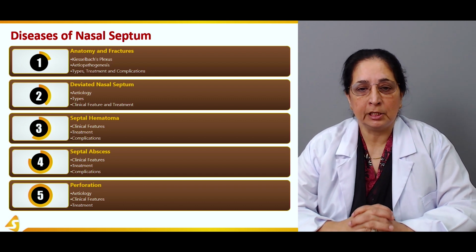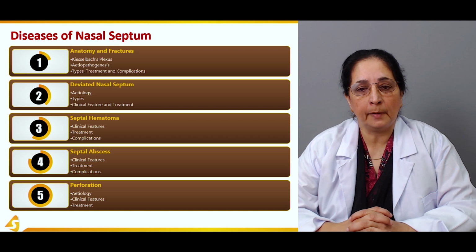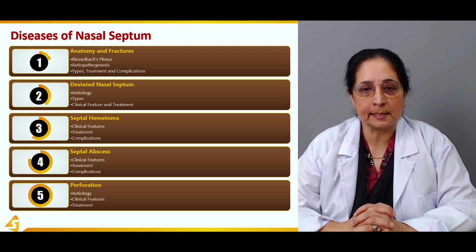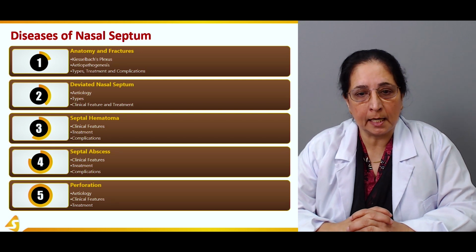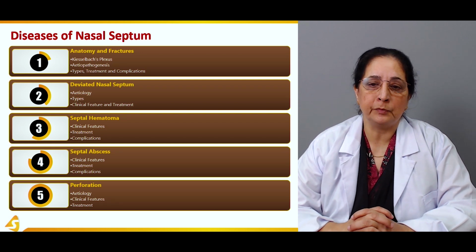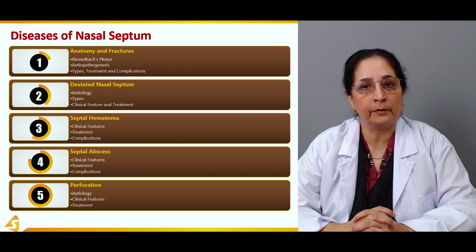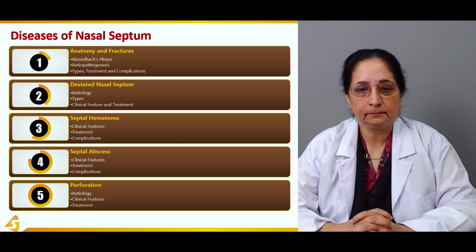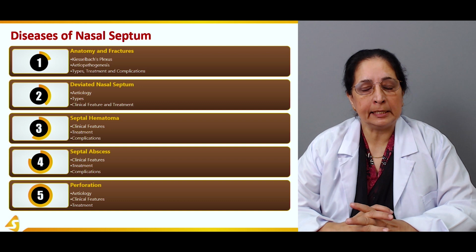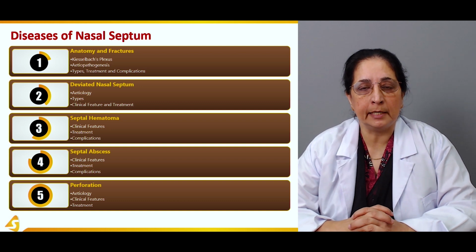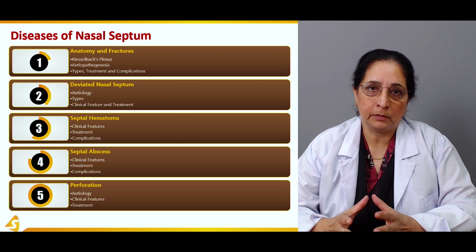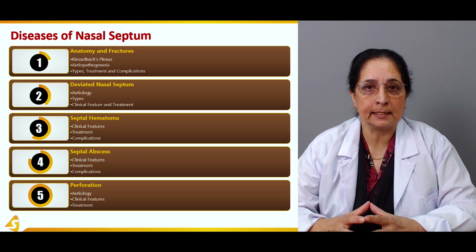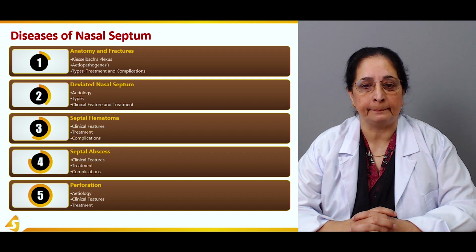So in this section specifically, we will talk about the Kiesselbach's plexus, and then etiopathogenesis and different types, treatment and complications of the fractures. Then in the second section, we will talk about deviated nasal septum, DNS. It's also known as DNS, deviated nasal septum.